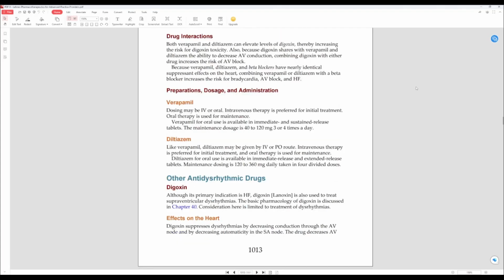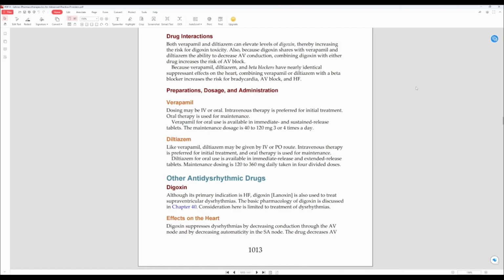Drug interactions. Both verapamil and diltiazem can elevate levels of digoxin, therefore increasing the risk of digoxin toxicity. Also, because digoxin shares with verapamil and diltiazem the ability to decrease AV conduction, combining digoxin with either drug increases the risk of an AV block. Because verapamil, diltiazem, and beta blockers have nearly identical suppressant effects on the heart, combining verapamil or diltiazem with a beta blocker increases the risk for bradycardia, AV block, and heart failure.